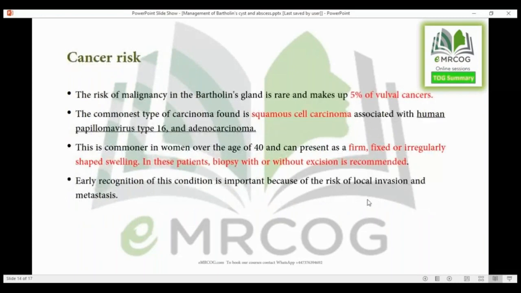They talked about the cancer risk in Bartholin gland cysts. It's up to 5% only of vulvar cancers. Most common type is a squamous cell carcinoma.